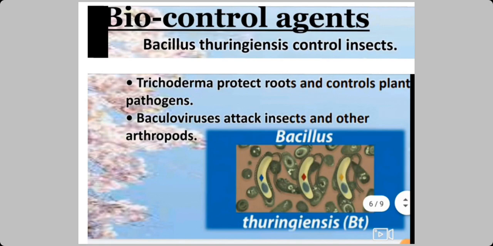Here the example is BT cotton plant. In this plant, the Bacillus thuringiensis gene is inserted into the crop, so that when any worms or moth or insect comes to consume this plant, feeds on this plant, then the pest, the insect, is killed by this plant. Okay, so this is helpful as it is used as a biocontrol agent.